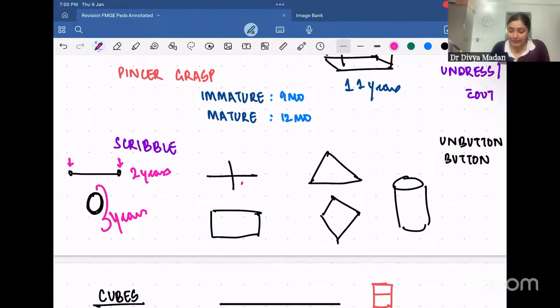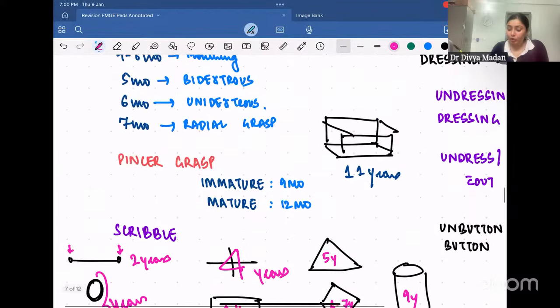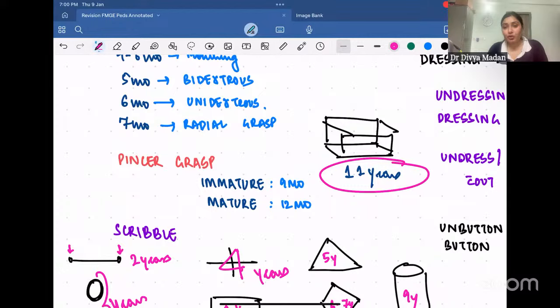A cross at 4 years of age. This rectangle at 4.5 years of age. Triangle at 5 years of age. This rhomboid kite-like shape at 6 to 7 years of age, cylinder at 9 years, and this beautiful cube at 11 years of age, right?